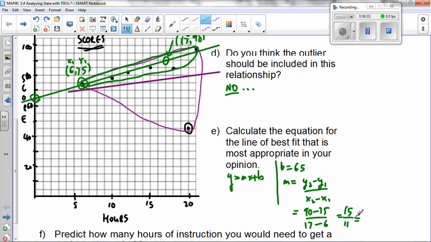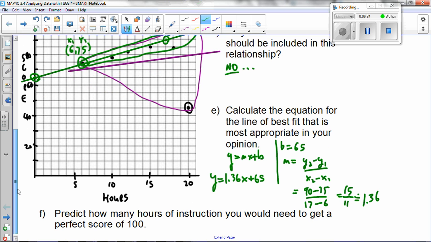15 divided by 11 is about 1.36, and that's my slope. So my line of best fit is 1.36x plus 65, and this is the idea of predicting.